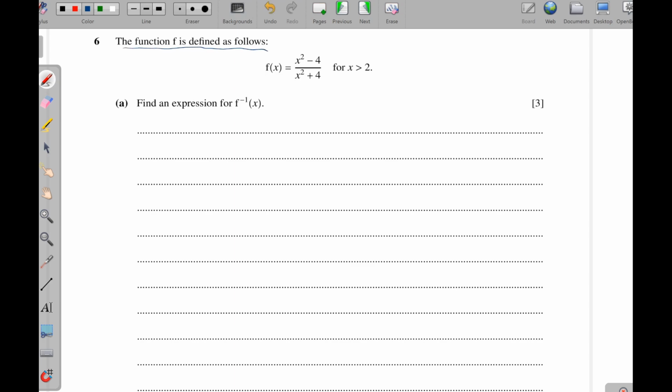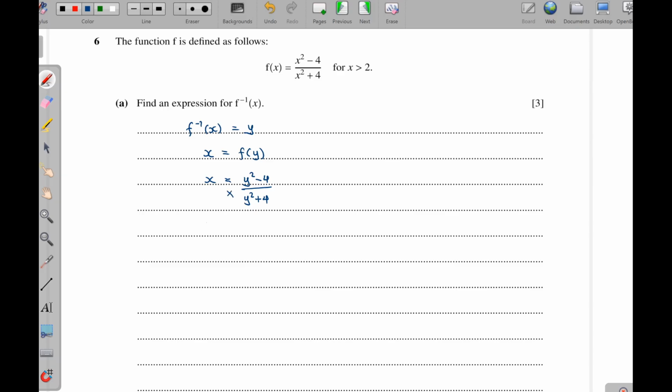The function f is defined as follows. For x greater than 2, find an expression for the inverse. Now, if the inverse of a function is equal to, let's say, y, I can take the f this side. That means I can have x, which is equal to f of y. That is the same thing as saying interchanging x and y, right? So where there is x in here, I will put the y, okay? So I will have now y squared minus 4 out of y squared plus 4. So what we are left with is to get the y. We make y the subject of the formula.